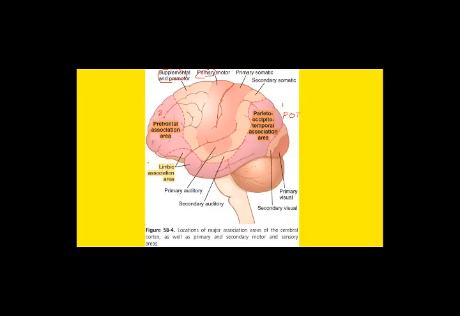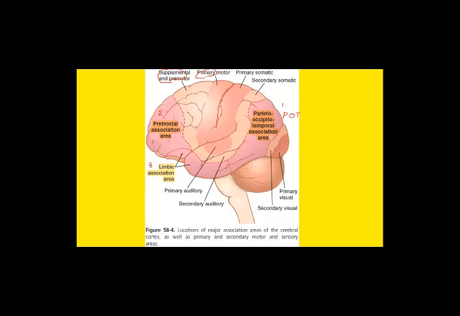And the third association area is known as the limbic association area. We call it limbic because it is related to the limbic system. We will discuss the details and the components of the limbic system in the coming lectures, inshallah.